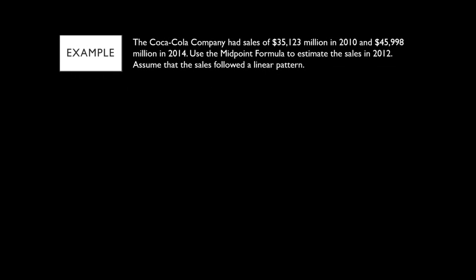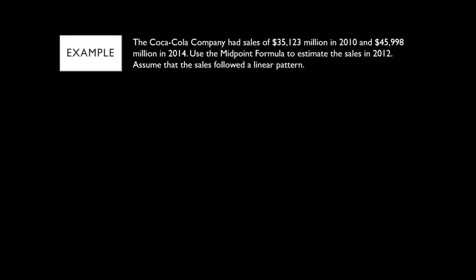So this is very similar to that first question on the assignment. The Coca-Cola company had sales of 35,123 million in 2010 and 45,998 million in 2014. Use the midpoint formula to estimate the sales in 2012 and assume that the sales followed a linear pattern. So we're told to assume that the sales followed a linear pattern because that allows us to use the midpoint formula.